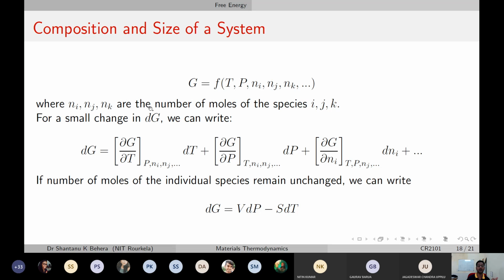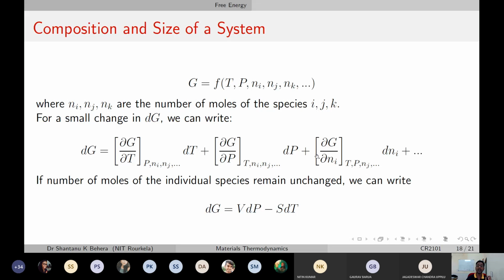So we want to track the overall change dG. That will be the partial of G by T dT, while P and all other compositions are kept constant, plus the partial of G by P dP, while temperature and all the other compositions are kept constant. These two terms are pretty much similar to a closed system, where we are not talking about the incoming or outgoing of any other chemical species. But then you'll have to add other terms, which is where the open system comes in.